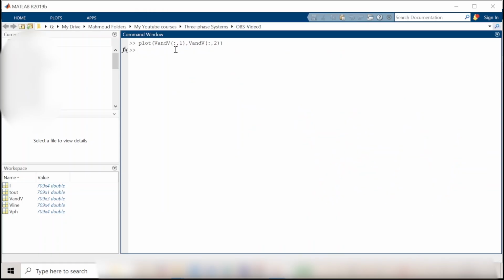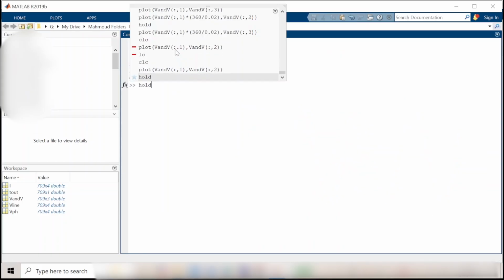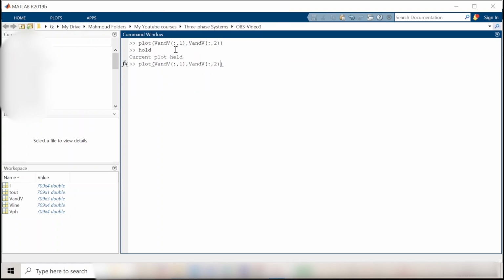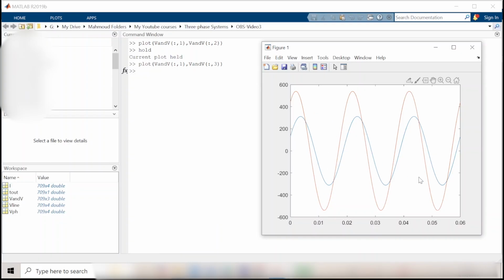So I'm going to hold this figure, I'm going to plot in the same figure VMV and 3. 3 represent the line voltage. So if you look here, we have phase voltage and line voltage, they are in the same figure. But that one is not clear to us as well. That one is function of time. We need to make the x-axis function of degrees.